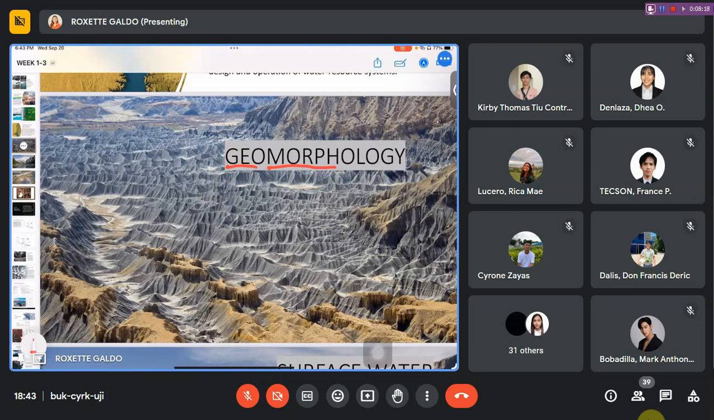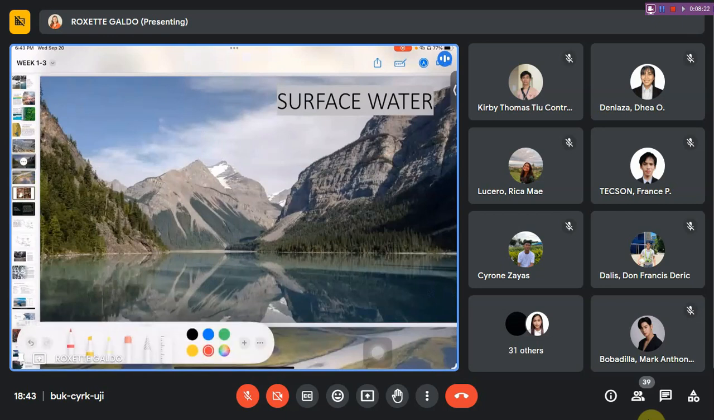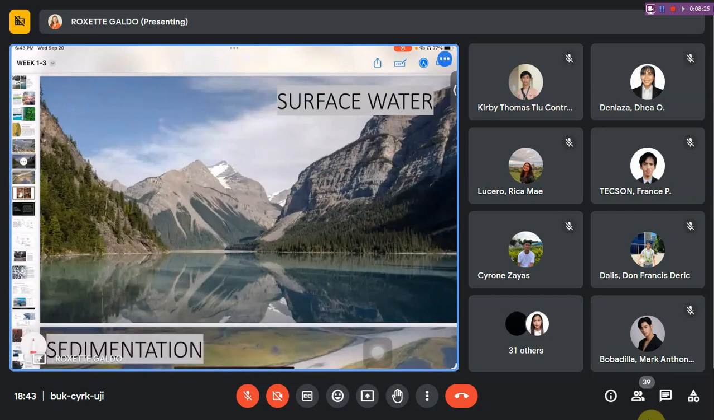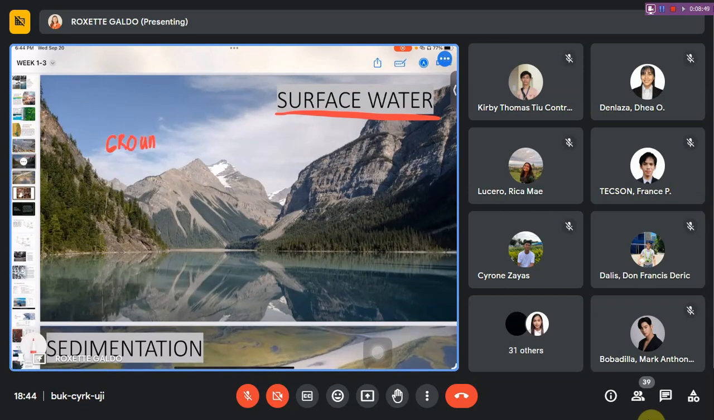Okay. Surface water. It has been mentioned more than once in the previous slides. The word surface water. Okay. Surface water pertains to the water that can be seen within and on the surface of the earth. Meaning to say, if the water is contained below the surface of the earth, we will now call that groundwater. So, pero if the body of the water appears to be like this one, such as rivers, oceans, and streams and lakes, we call them surface water.